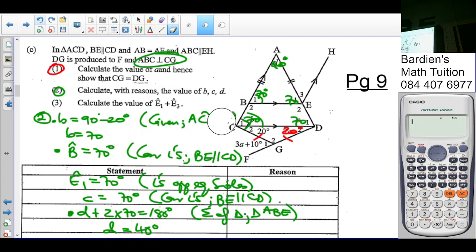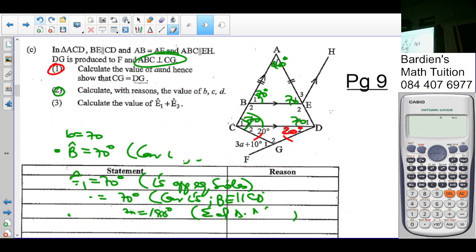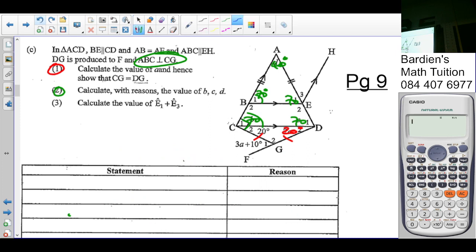So okay, number three. In number three, she's calculated the value of E1 plus E3. So E1 and E3. So is that the angle I need to work out there? Or they could have called it BEH. Would that also suffice? But let's go with that. For we got E1, so E3 needs to be calculated. E3 is the same as angle A. So E3 is equal to 40 degrees.